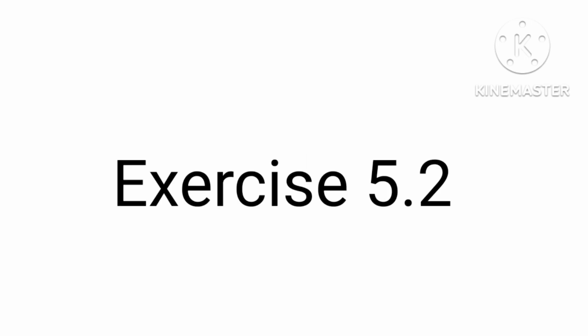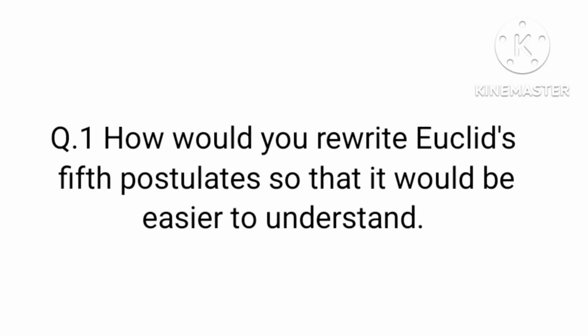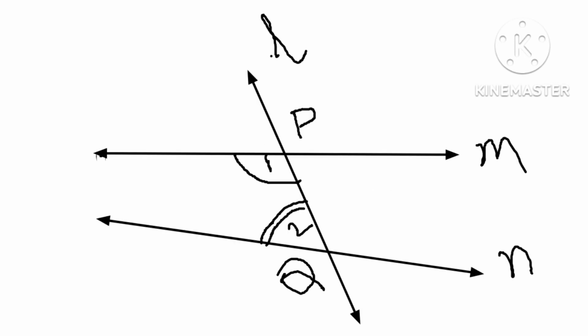Exercise 5.2. Question number 1. How would you rewrite Euclid's fifth postulate so that it would be easier to understand? If a line L cuts two lines M and N at points P and Q, and if angle 1 plus angle 2 is less than 180 degrees, then M and N intersect each other on the left side of PQ.